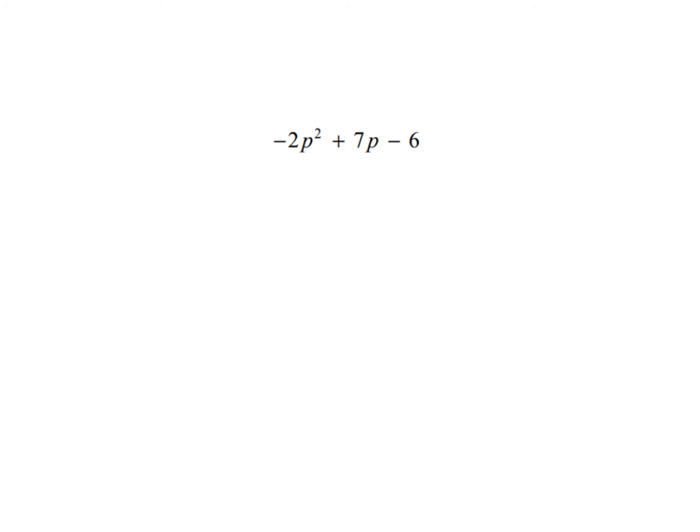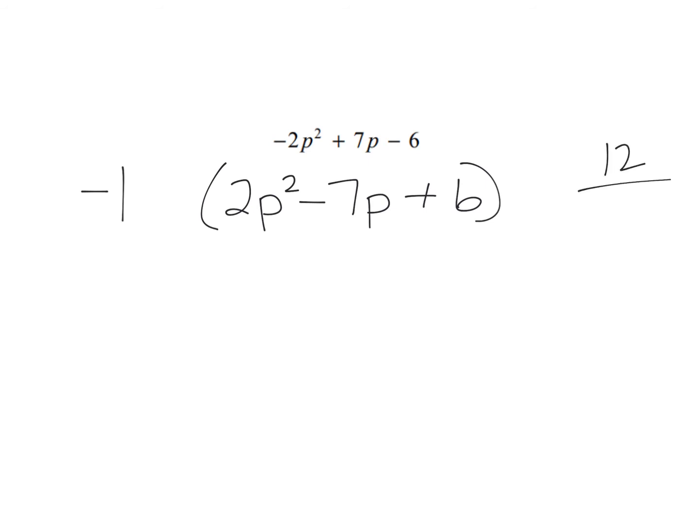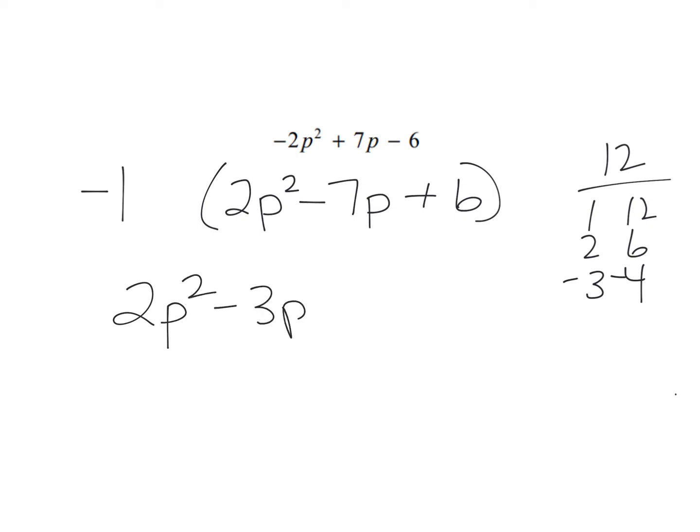Here we go. I'm going to take the -1 out, and then inside I'm going to have the opposite signs of each of these, plus 6. Then I'm going to just do what I do normally. 2 times 6 is 12. Factors of 12 that add up to 7. Well, -7. And since that's a positive 12, both of those have to be negatives. Then I'll write 2p squared minus 3p minus 4p plus 6.